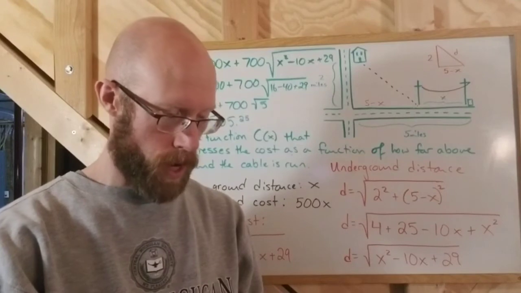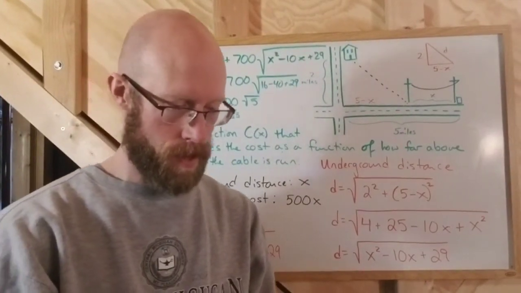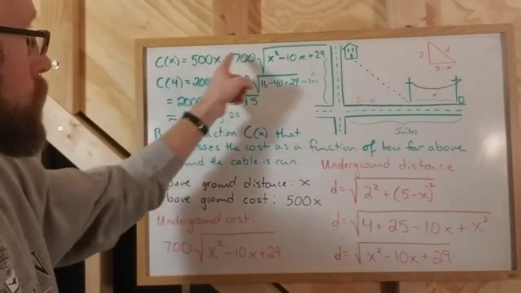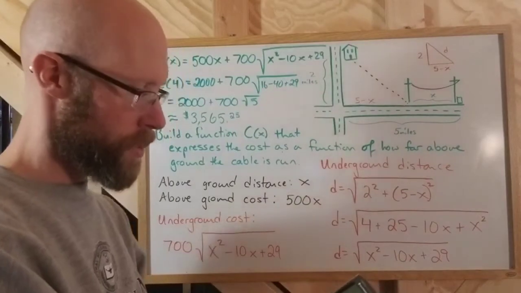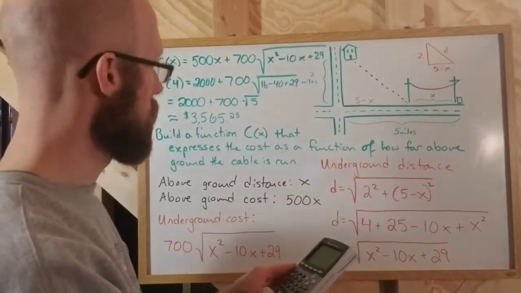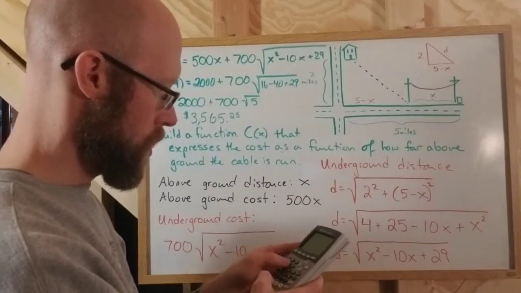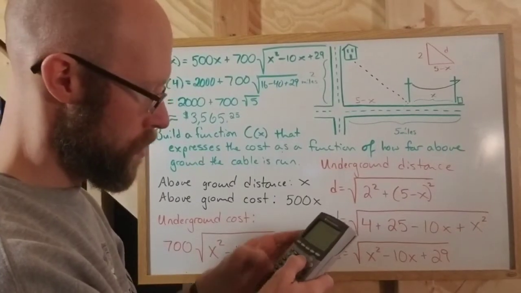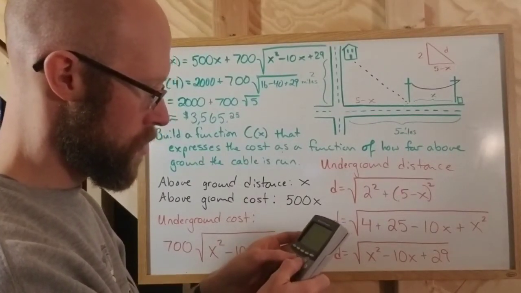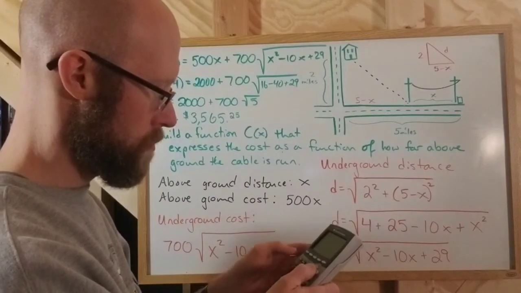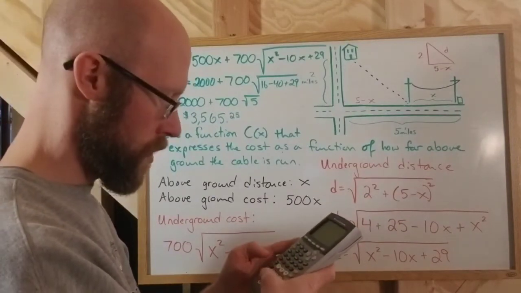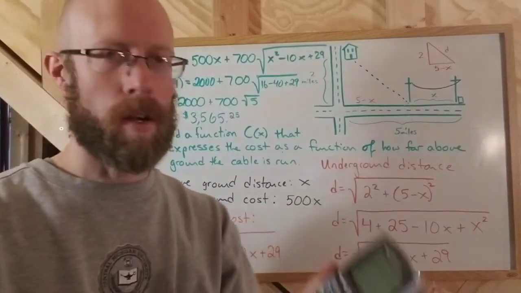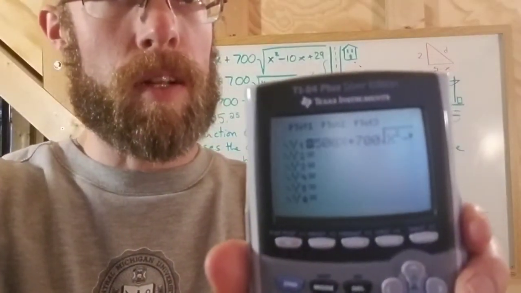If I go to my y equals screen, you can insert this function that we created. So 500x plus 700 square root x squared minus 10x plus 29. And I'm going to hit enter. Alright, so there's my function. Now you can't see the whole thing, but it's in there.